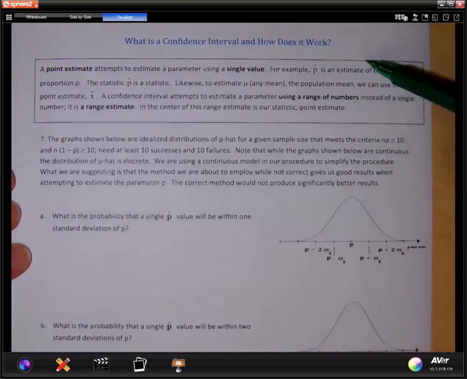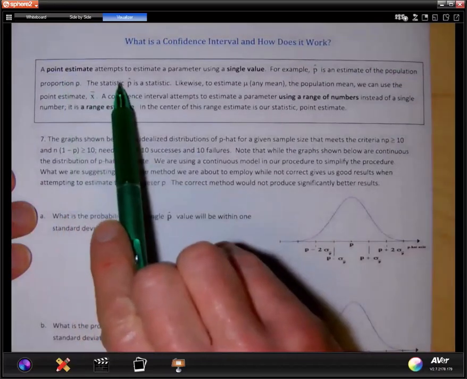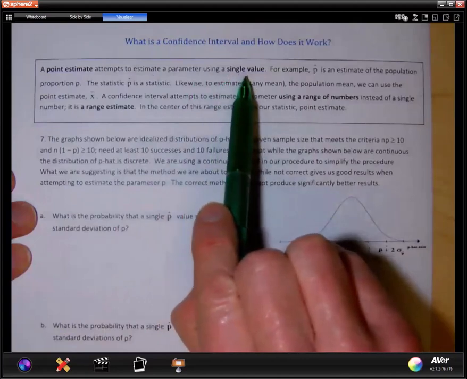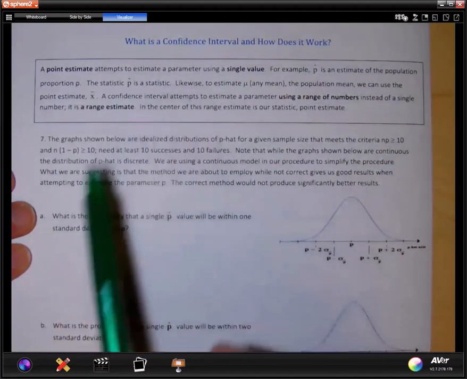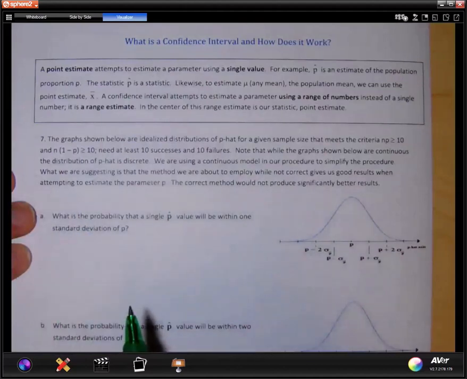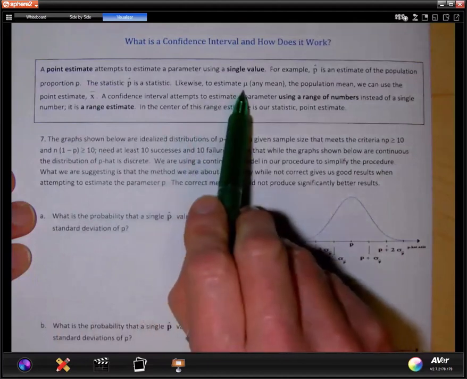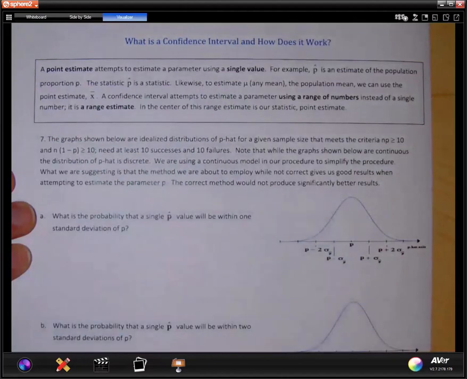What is a confidence interval? How does it work? A point estimate attempts to estimate a parameter using a single value. For example, p-hat is an estimate of the population proportion, p. Likewise, to estimate mu, the population mean, we can use the point estimate x-bar. So we're going to want to estimate this, we'll use x-bar as our point estimate.